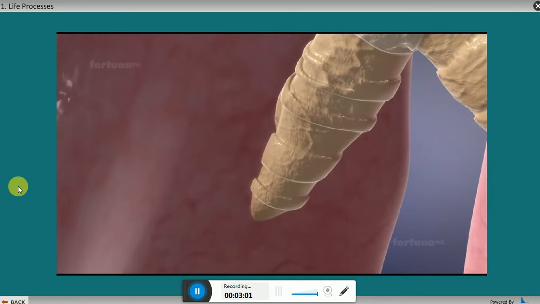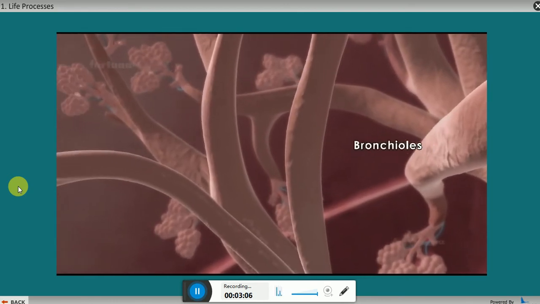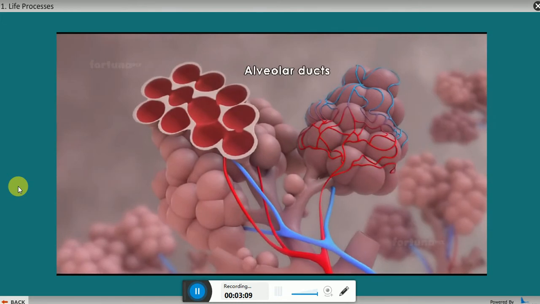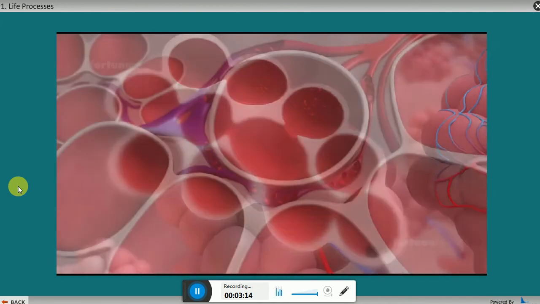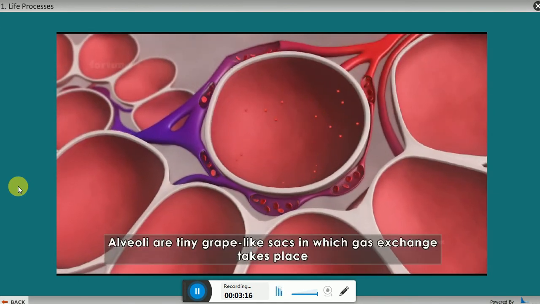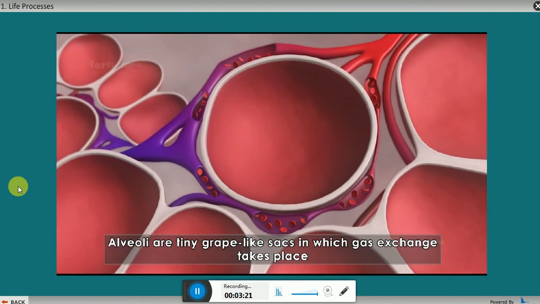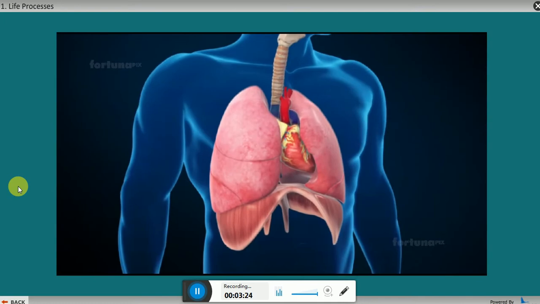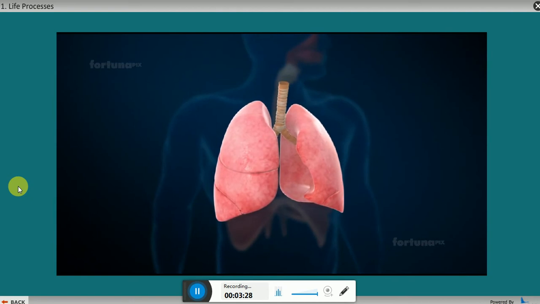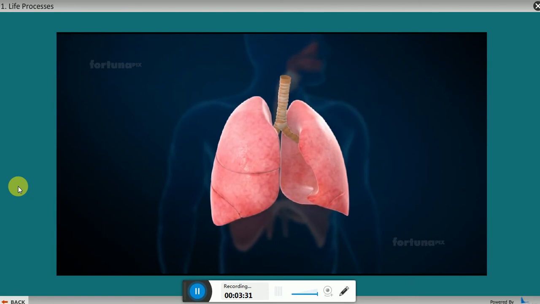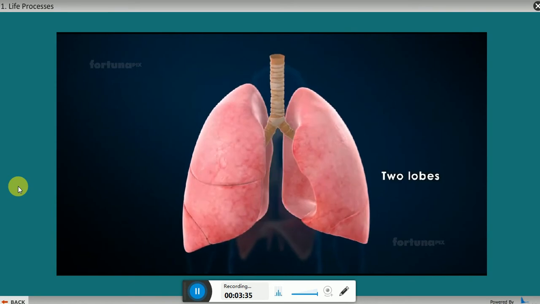Each bronchus will lead to a lung where they will divide further into bronchioles and alveolar ducts, which terminate as alveoli. Alveoli are tiny grape-like sacs in which gas exchange takes place. The lungs are housed on either side of the heart inside the thoracic cavity. They are divided into lobes, with the right lung having 3 lobes and the left lung having only 2.